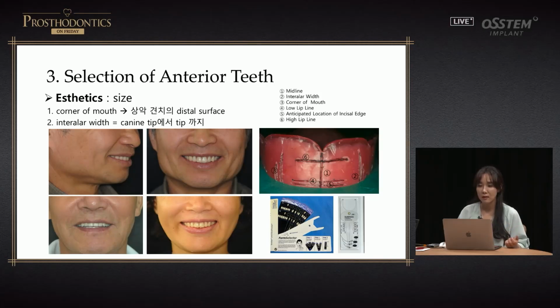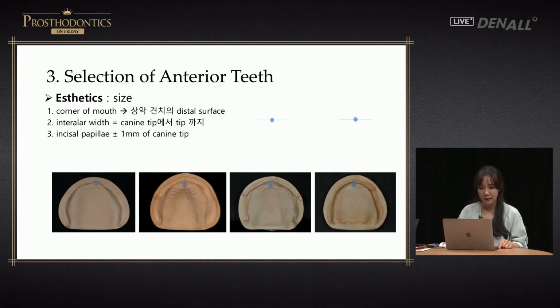If those two are not matching very well, and if there are a lot of discrepancies, you need to clinically check the situation again. So the distance to the corner of the mouth is to the distal surface of the upper canines, and the interalar width is canine tip to tip. But if a patient has a big smile and a big open mouth, even premolars can be visible. As I said before, a gauge is available to determine the length of anterior teeth depending on the interalar width.